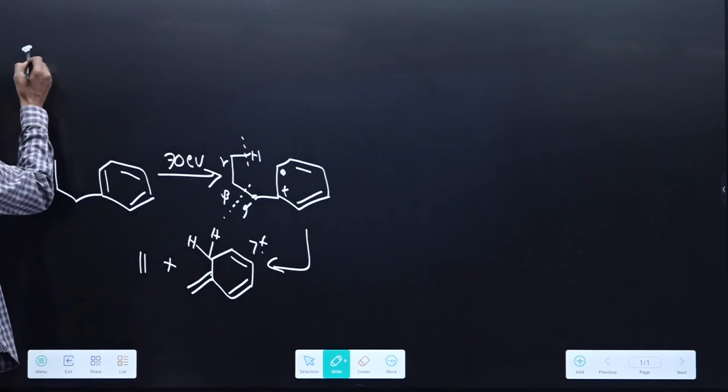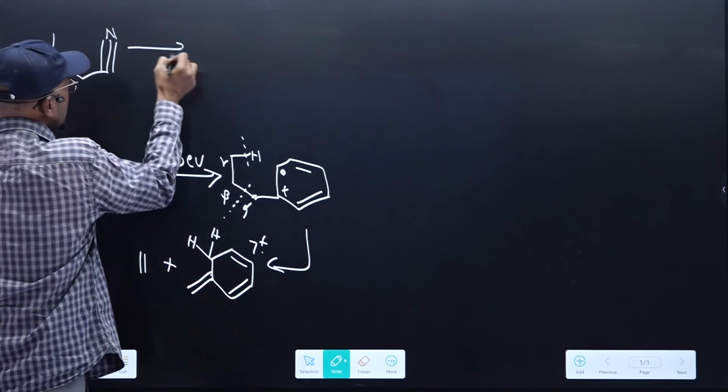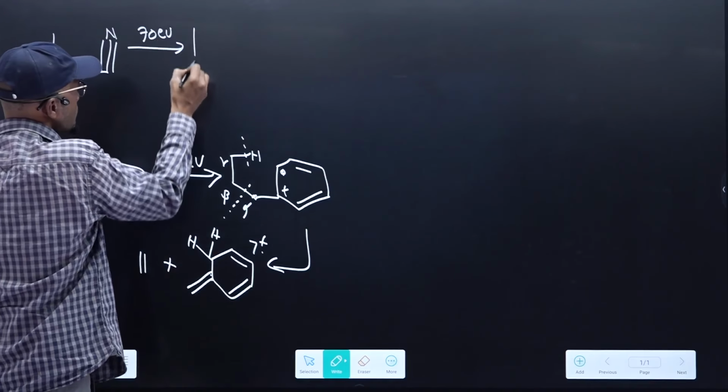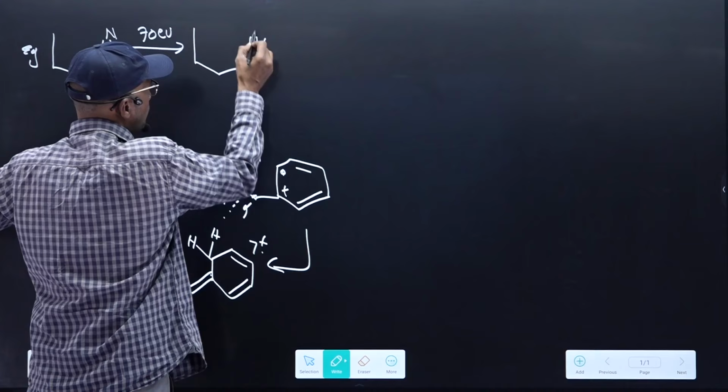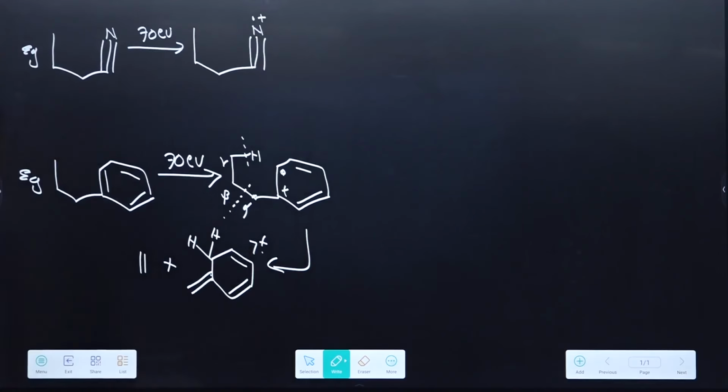So will you give the answer for this? This is a nitrile, a carbon-nitrogen triple bond. At 70 electron volts, you will get the molecular ion. Molecular ion formation takes place. Then what is your answer?